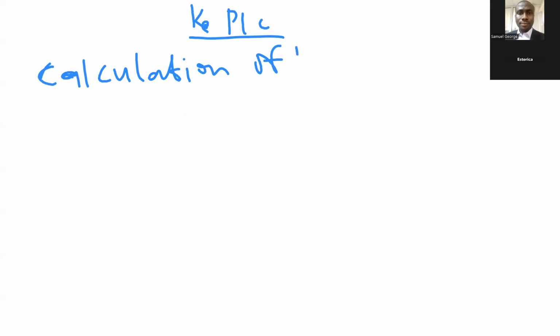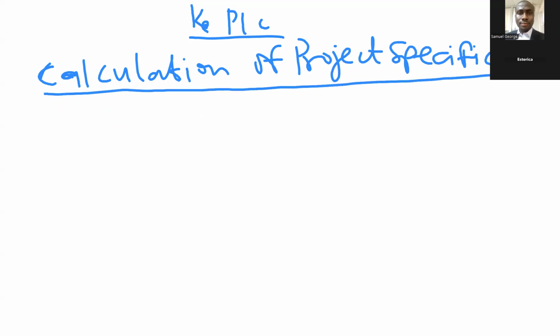Calculation of project specific cost of capital. That is what we are calculating, the WACC. Step one, which says proxy. So what are we doing with proxy? Let's bring proxy's information out. ME PLC, go back to the question.